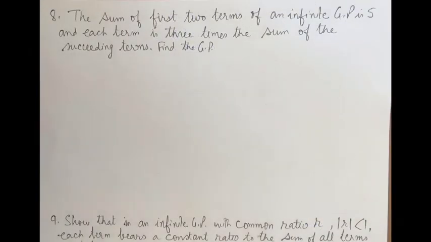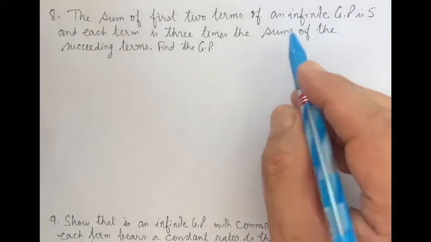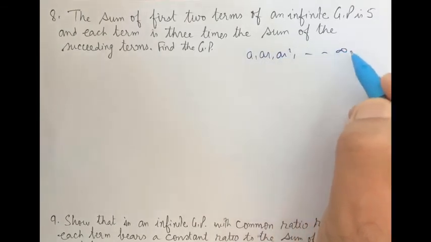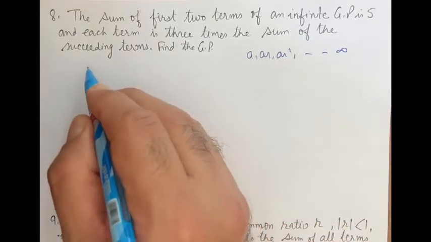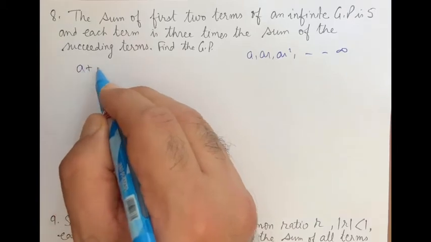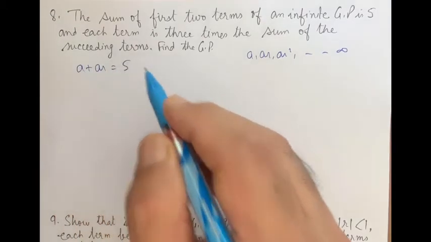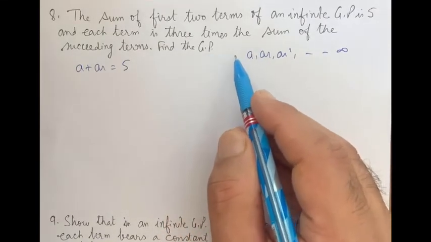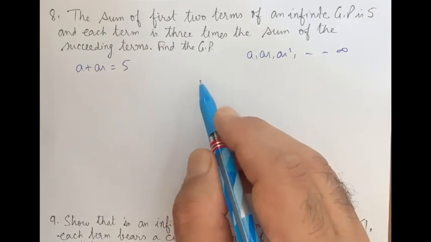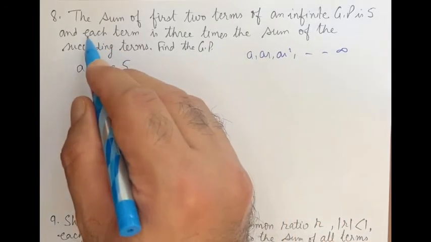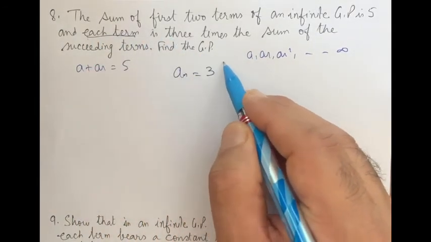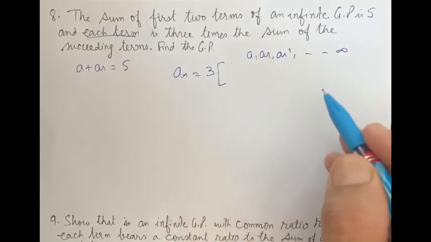The next one: sum of first two terms of an infinite GP, let's say A, AR, AR square and so on up to infinity, is 5. Sum of first two terms means A plus AR. This is 5. And each term is 3 times the sum of the succeeding terms. So each term is, let's say, the nth term. This is 3 times the sum of succeeding terms.